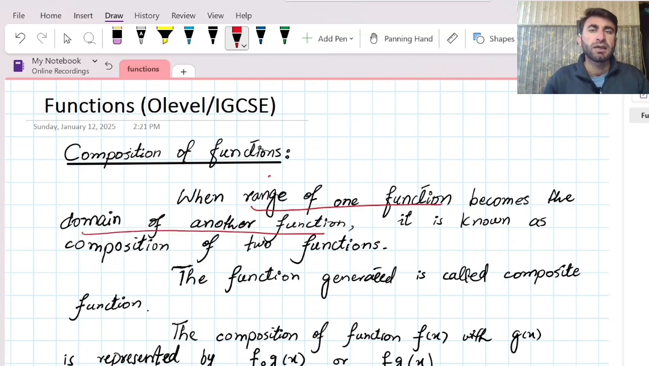that when the output of one function becomes the input of another function, it is known as the composition of two functions, and the new function generated is known as the composite function.